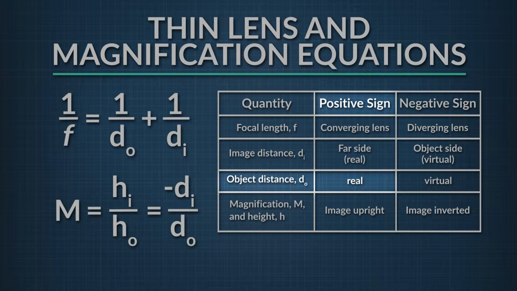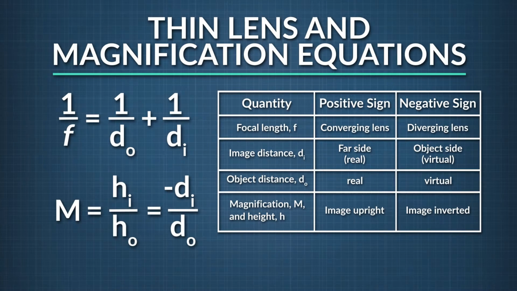Positive object distance indicates the object is real, and negative object distance tells us the object is virtual. When image magnification is positive, the image is upright, and when it's negative, the image is upside down, inverted. Remember these conventions when you're solving lens exercises. They will help you find the correct result.